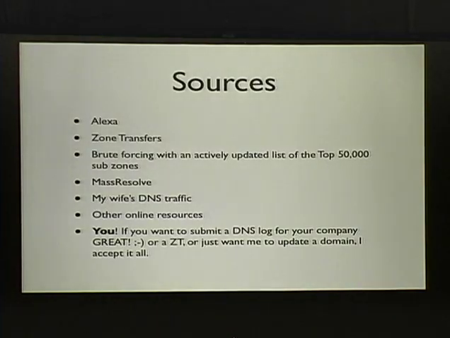So here's the sources, including my wife's DNS. Alexa zone transfers, brute forcing with the top 50,000. This top 50,000 is an actively updated list of the actual 50,000 subdomains people use. So everybody guesses www, FTP, all that other stuff, and has their own DNS list. I have the actual list of what's used the most in the top 50,000 of them. So I brute forced that. Other online resources, and you.